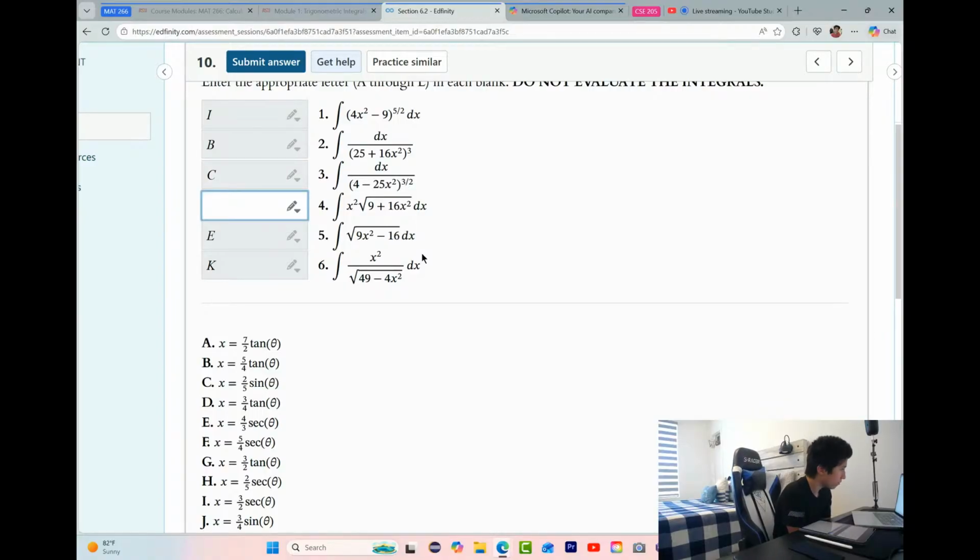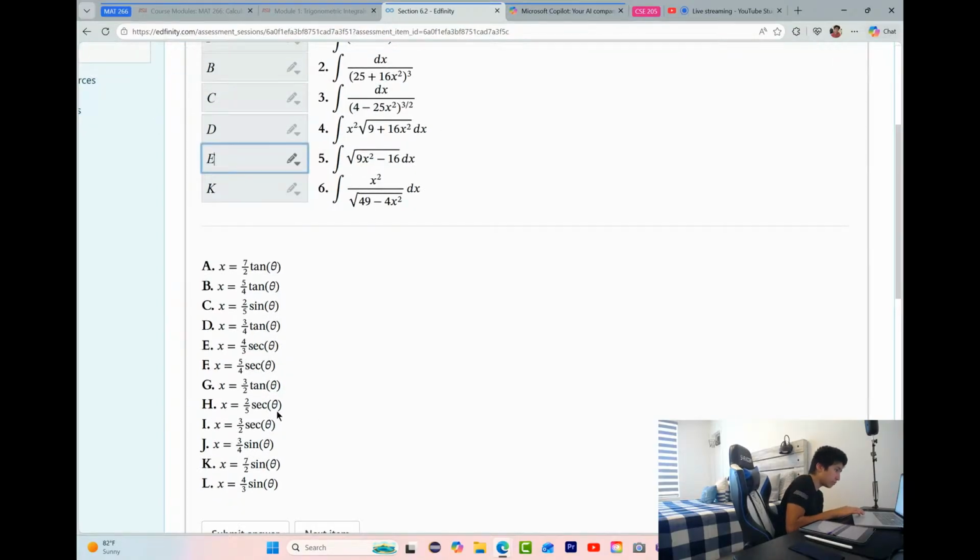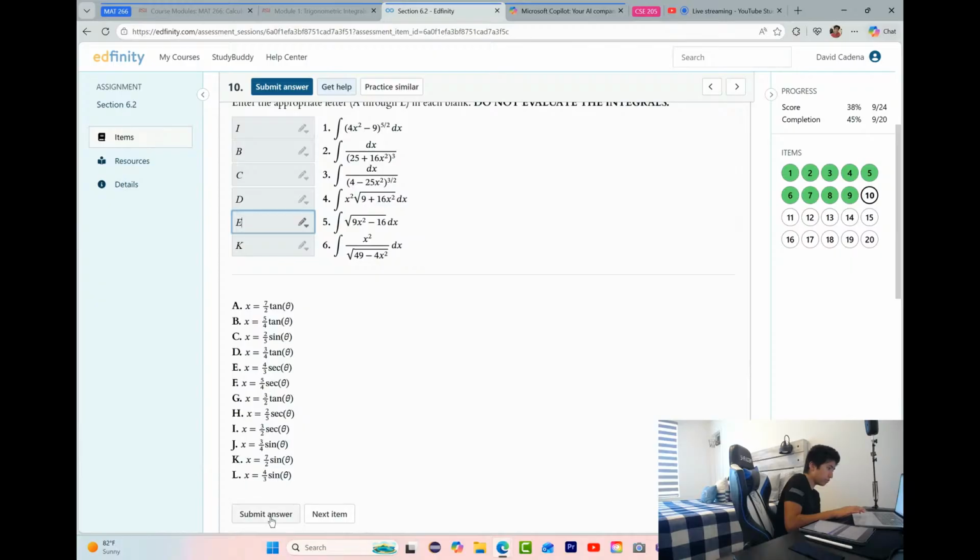Finally, here, 9 plus 16 x squared. Wait, this is a plus, so we need a tangent of theta. 9 over 16, that's 3 over 4. 3/4 tangent. That's D. Here, we have x squared minus a squared, 9x squared. We need 16 over 9, that is going to be 4 over 3. Looks correct to me.